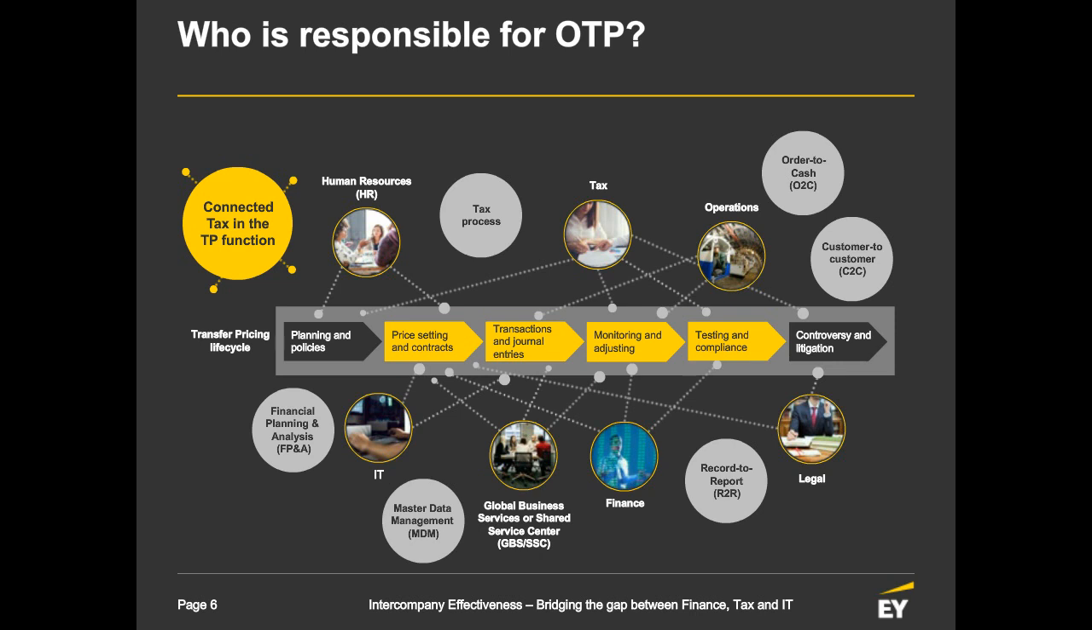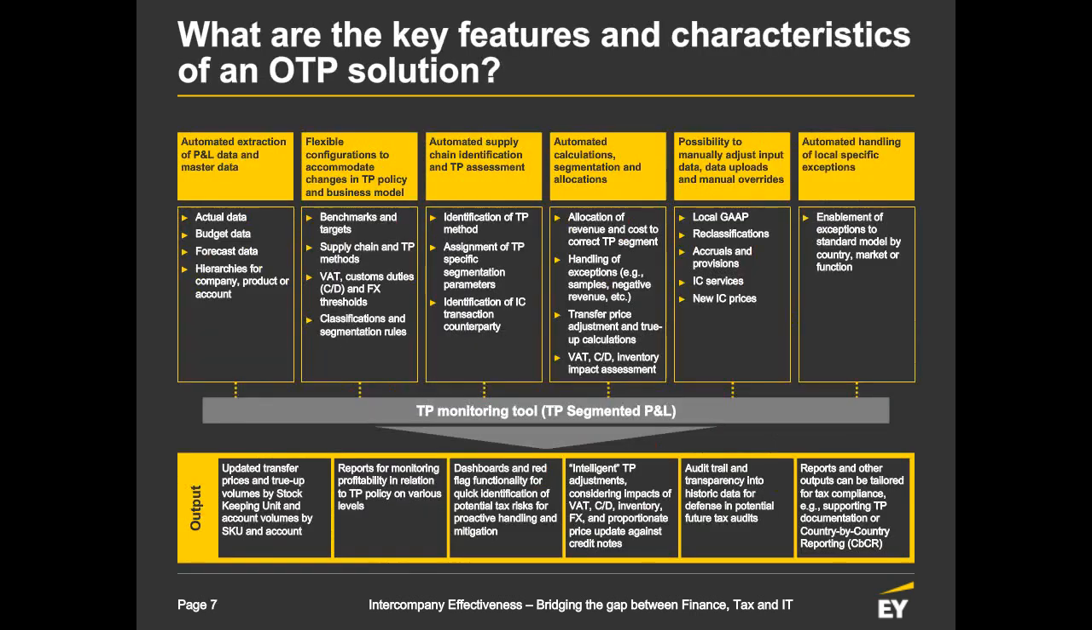Thanks, Kate. So now let's spend a few minutes talking through the key features and characteristics of an operational transfer pricing solution. I think the first thing to say is that an operational transfer pricing solution is not just a reporting tool. We need a calculation engine to perform the necessary allocations and calculations to, first of all, calculate the transfer prices, then calculate a segmented P&L so we can monitor the margins, and calculate the adjustments that we may need to make through a variety of different methods.